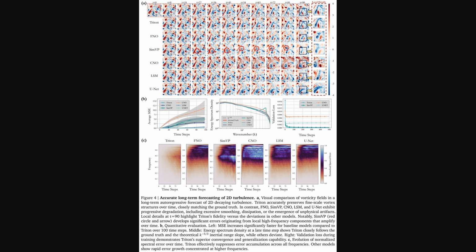And just like with the eddies, its energy spectrum is spot on. It correctly reproduces the theoretical K to the negative 5/3 scaling law, which is a key signature of realistic turbulence. The final plots show error over time, and you can see that for other models, error rapidly explodes in the high frequencies, which are those small details Triton handles so well.